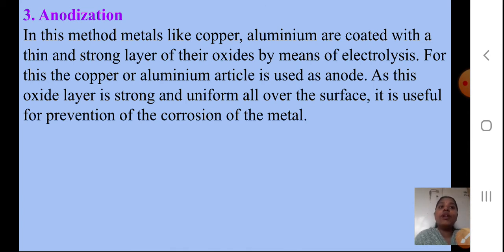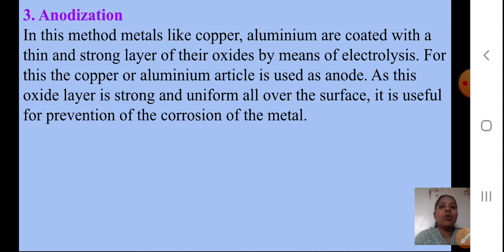For this, the copper or aluminium article is used as the anode. You have anode and cathode in electrolysis. As this oxide layer is strong and uniform all over the surface, it is useful for prevention of corrosion of the metal. Because of the oxide layer, direct contact of the metal with the air is broken, and hence corrosion of that metal is prevented.